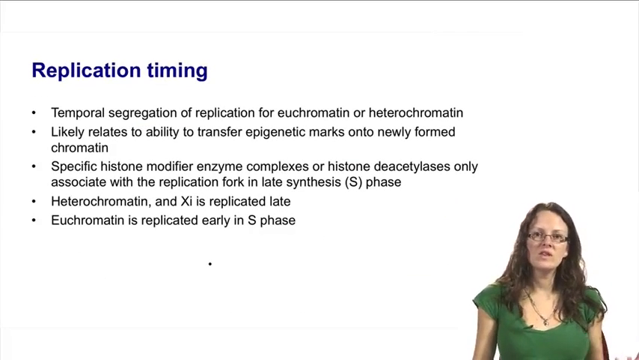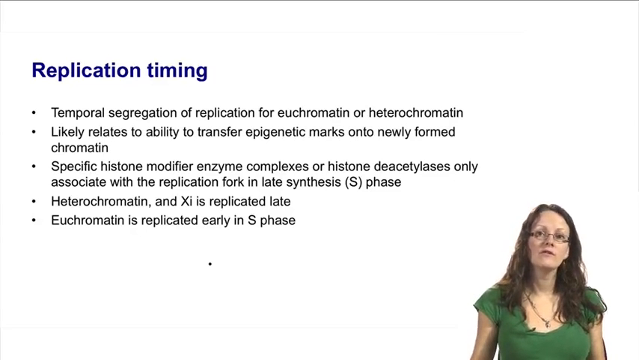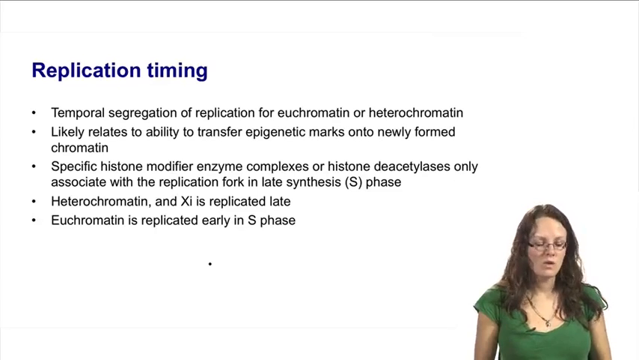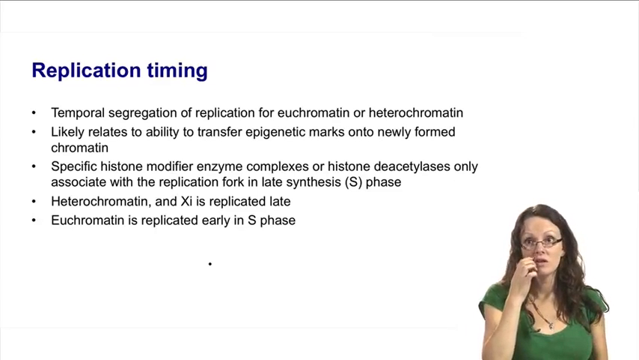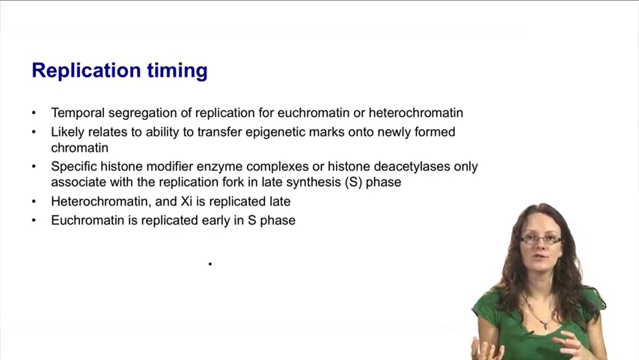So within the S phase, we know that the DNA can be replicated at many different stages. It could be replicated early or late during S phase. And so there can be a temporal segregation of the replication of euchromatin, so open chromatin or active chromatin, compared with heterochromatin like the inactive X. And so what we know is that this probably relates to the transfer of the epigenetic marks from one nucleosome to the daughter nucleosome.